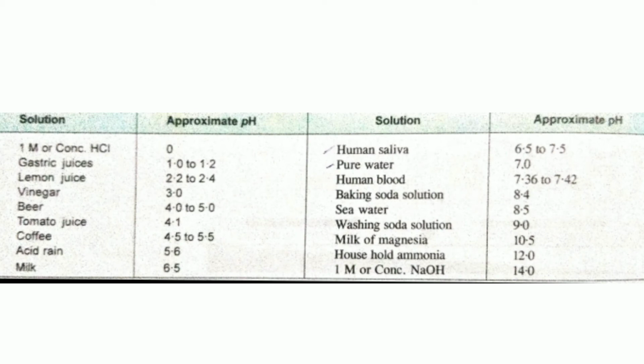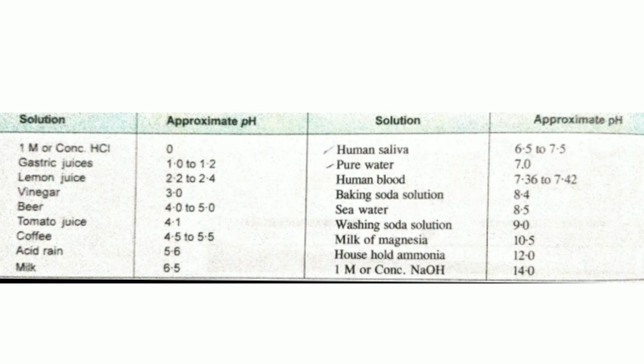For example, in this table, the pH value of concentrated HCl is given as 0. The pH value of lemon juice is 2.2 to 2.4. Vinegar has pH value 3. Acid rain, its pH value will be 5.6. The pH value of milk is 6.5. The pH value of human saliva is between 6.5 to 7.5, and the pH value of water is 7.0.